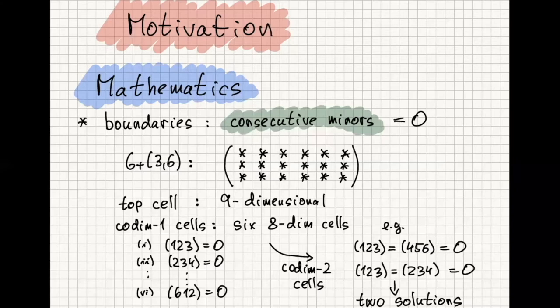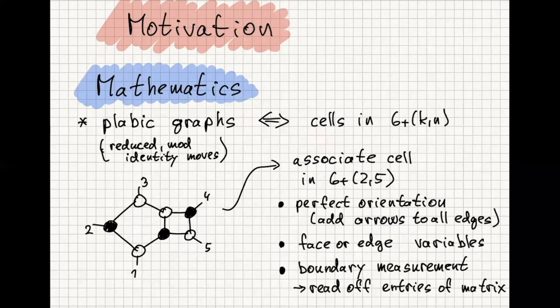Okay, now the connection with plabic graphs is that the plabic graphs are related to the cells in the positive Grassmannian. Again, it's modulo these identity moves, so different graphs which are related by these identity moves correspond to the same cells. For example, this graph is associated with a cell in G+(2,5). There is an easy way to read off what N and K of that Grassmannian are. N is just the number of external legs, and K is related to the number of black and white vertices. So in this case, K is 2.